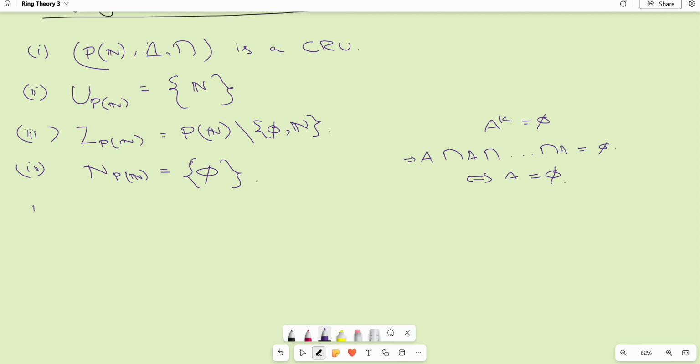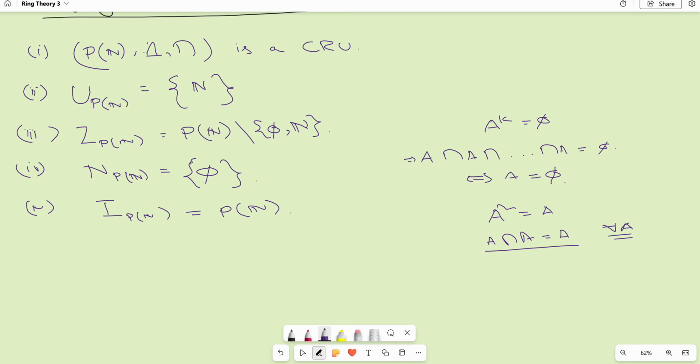Nilpotents have been covered, so we are left with idempotents. Idempotents of the power set of natural numbers. For idempotents, A square should equal A. A square means A intersection A is A. So it is true for every A. For every A it is true. So the idempotents are the entire power set of natural numbers.